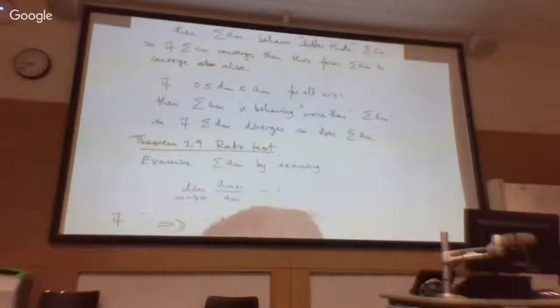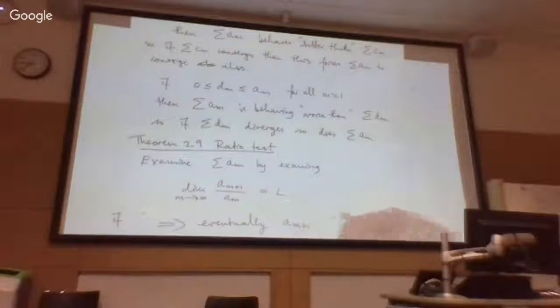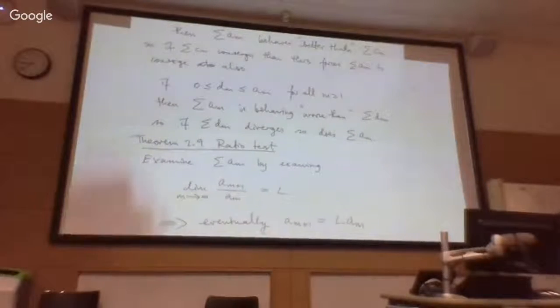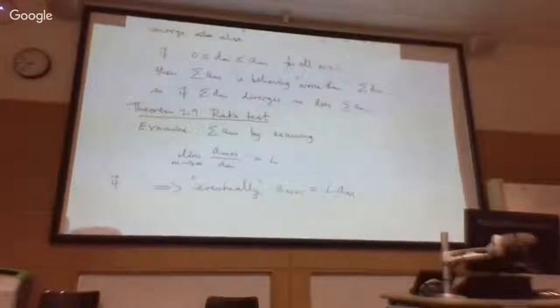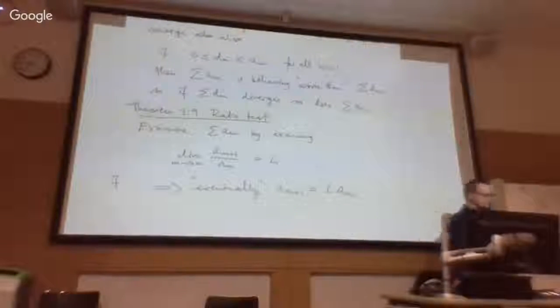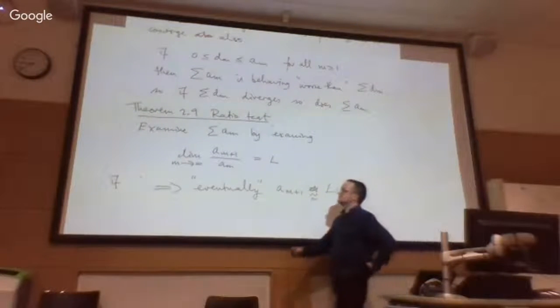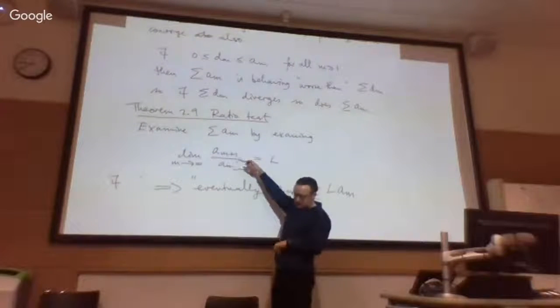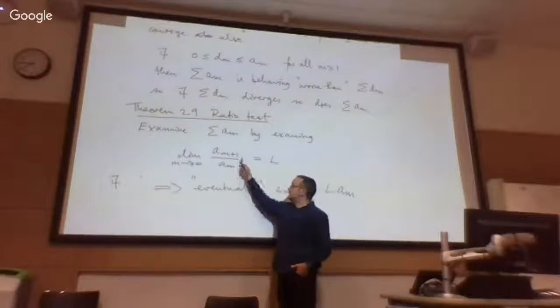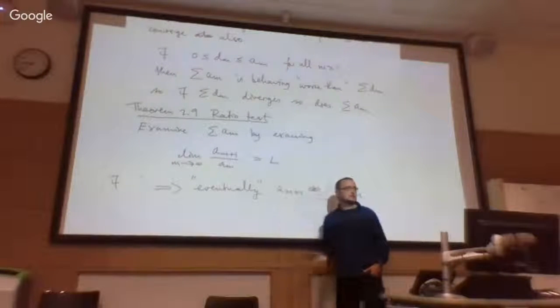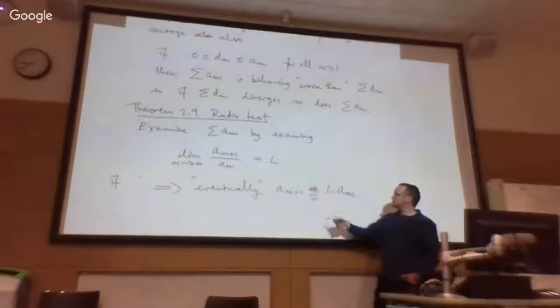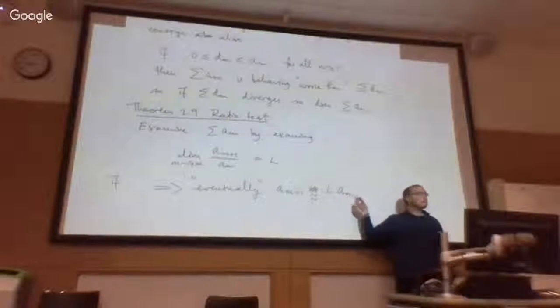So the thinking here is that eventually a_{m+1} is going to be equal to L times a_m. Or let's change that into an approximate. If the limit of the ratios of neighboring terms is equal to L, that means eventually this ratio is very close to L. So eventually a_{m+1} is approximately equal to L times a_m.